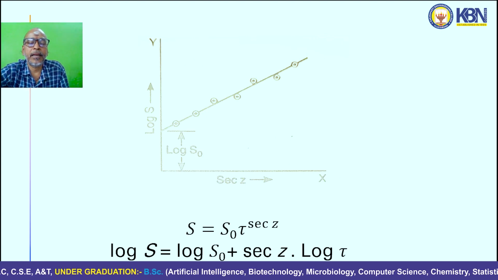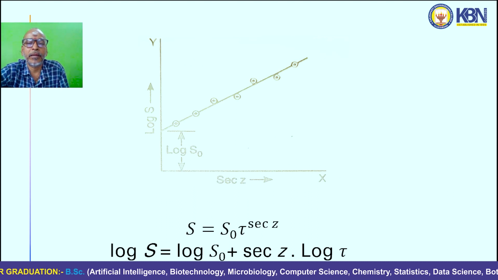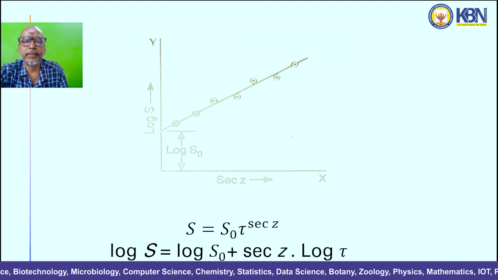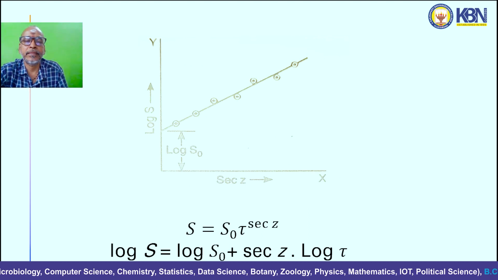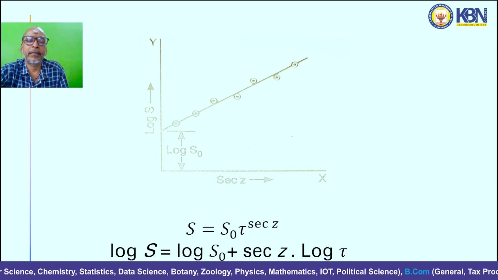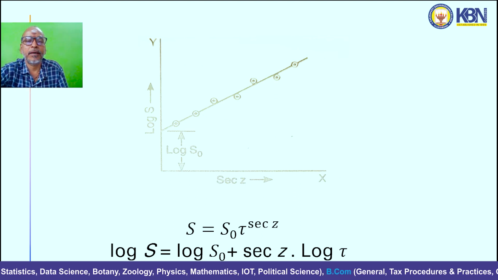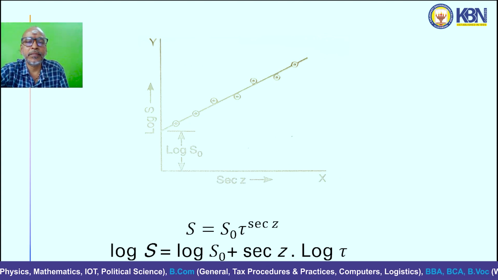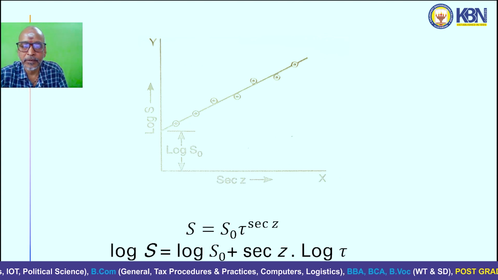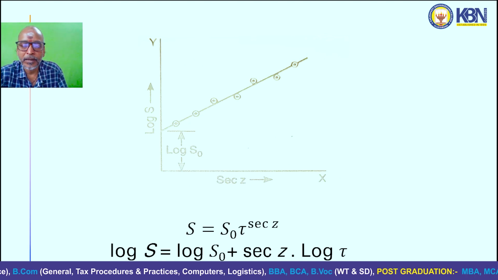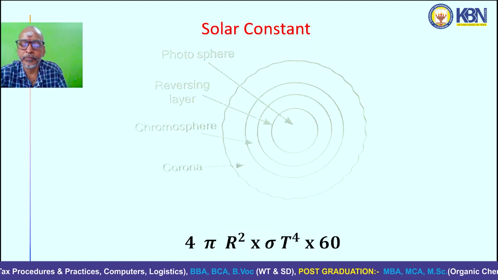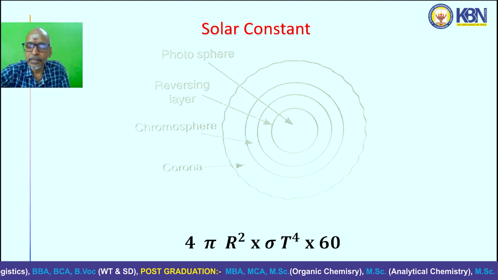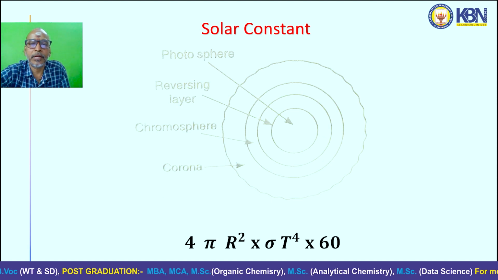Here the graph is drawn between two parameters, sec Z versus log S. Sec Z values are along the x-axis and log S values along the y-axis. The graph is a straight line, it does not pass through the origin, and it intersects the y-axis. So the y-intercept gives log S naught. From the log S naught value we get S naught, the true solar constant. And here the temperature of the sun is also calculated using the solar constant.